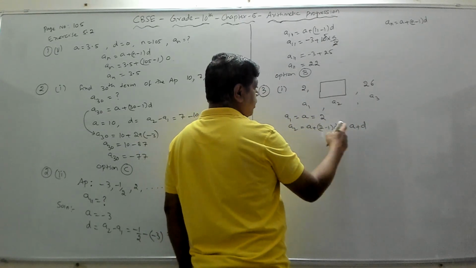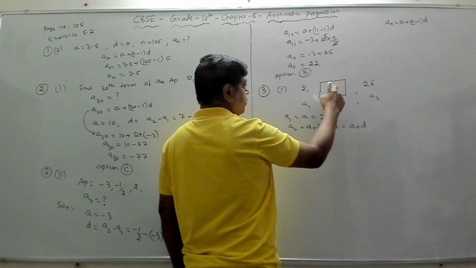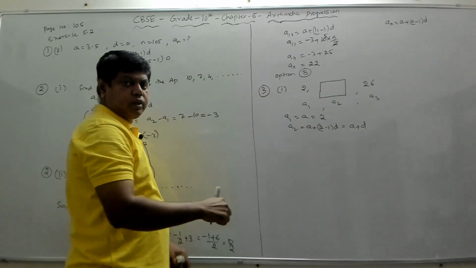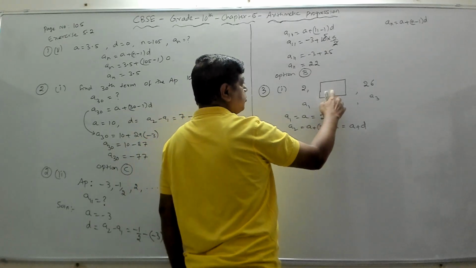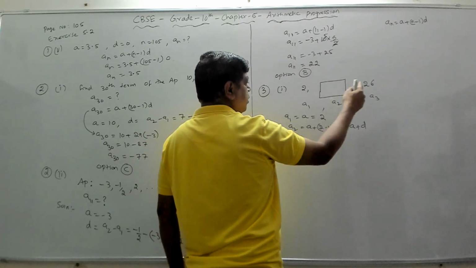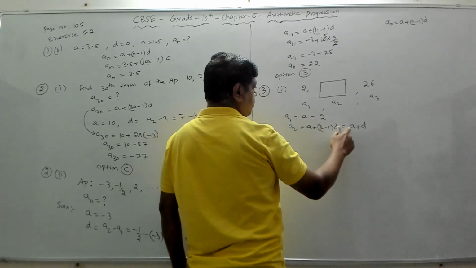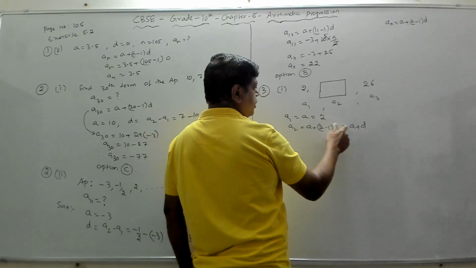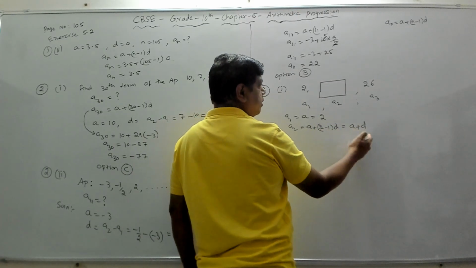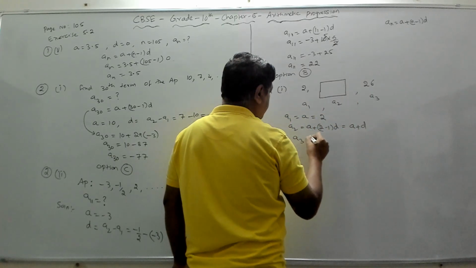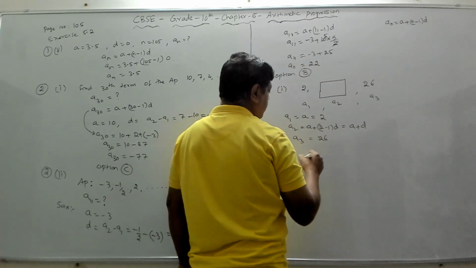Now we know A. If we know D, then we can find A2. We are supposed to find A2, the missing box here. This missing box is the second term. This is the first term, second term, third term. Second term is A2, first term is A1, third term is A3. Now we have to find D. A is given, we know A is 2, but D we need to know. For that they have given A3, which is 26.